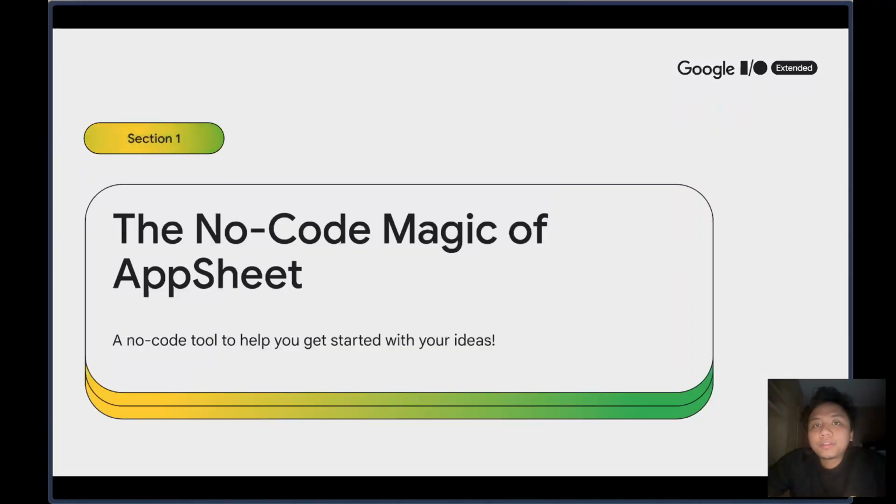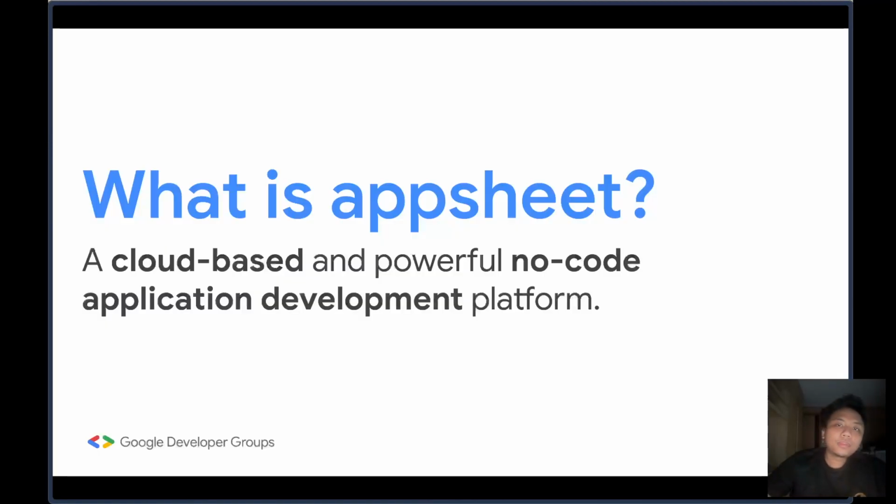For the first part of the talk, let us have a discussion about the no-code magic of AppSheet. It's a no-code tool to help you get started with your ideas. First, let us have a much deeper understanding. What is AppSheet? If you have ever tried to use AppSheet, maybe raise your hand there, or share it with anyone who loves it. You could share it with your seatmate right now.